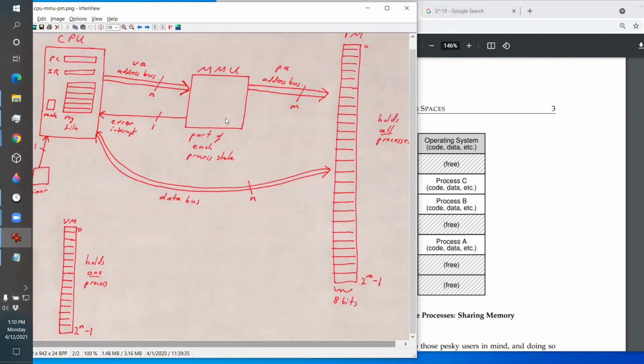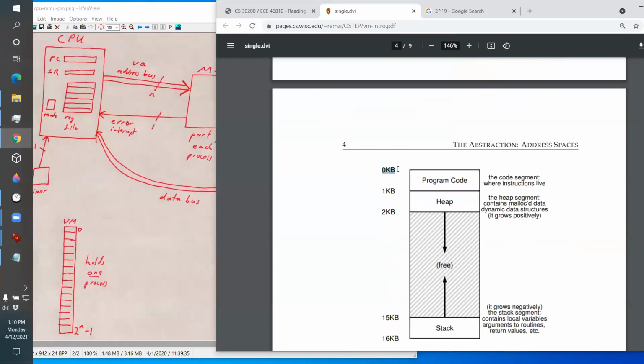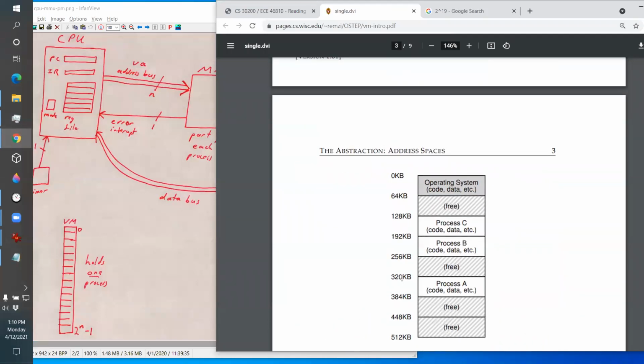When you switch from process B to process A, the memory management unit is going to get updated somehow. That's what the chapter on mechanism says. There'll be a change in the memory management unit. When you switch from process A to process B, something will change in the memory management unit. Address 0 will switch from being translated to that address to being translated to that address.